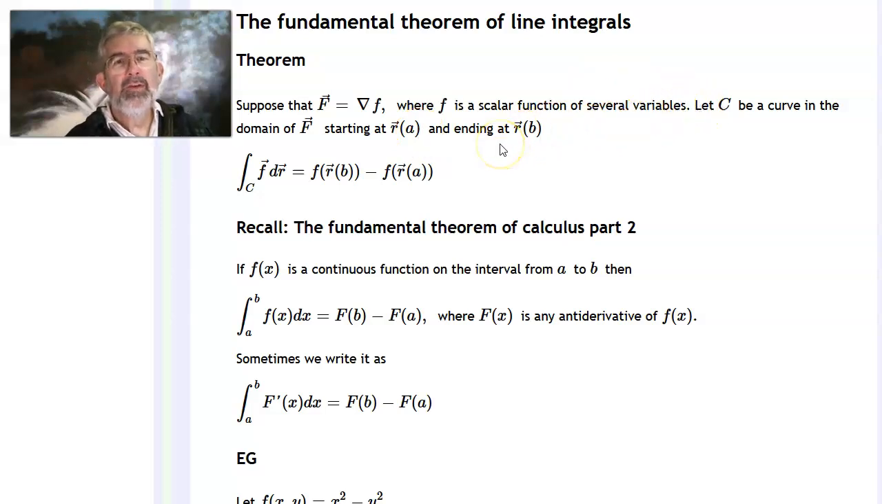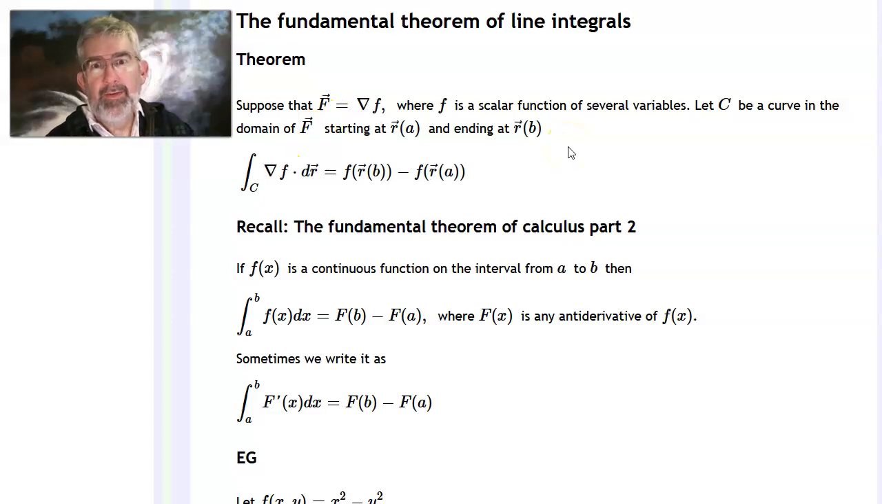Now, I'm being very vague here in the sense that I didn't say how many variables either the vector field capital F takes or the scalar function little f takes. I just said it's a function of several variables. If little f is a function of two variables, then capital F is going to be a vector field of two variables. And likewise, if little f is three variables, then this would have three variables as well. Or four or five, however many you want. The theorem works with any number of variables.